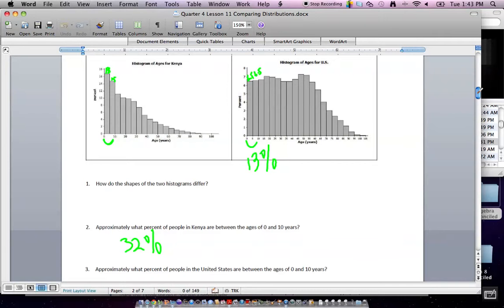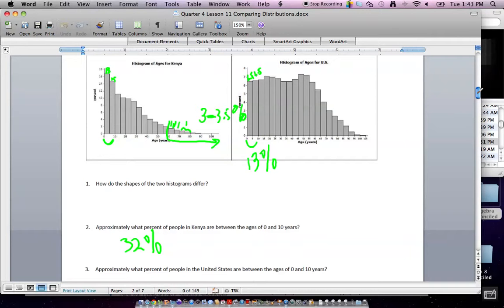What's the next question down, number 6? Approximately what percent of people in Kenya are 60 years or older? So 60 or older would be this part of the chart. I'm thinking that this here is about 1, and this is 2. Put these together, maybe 3 to 3.5%, something like that. It's tough to tell exactly, but 3 to 3.5%. Did they say approximately? Yeah. So, all right, then that's okay.